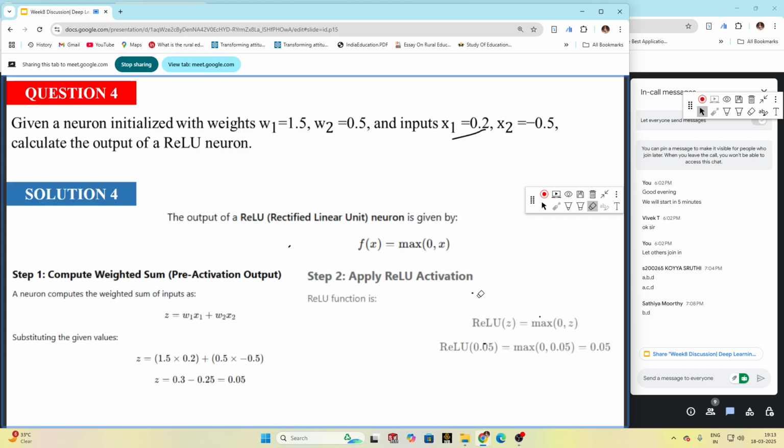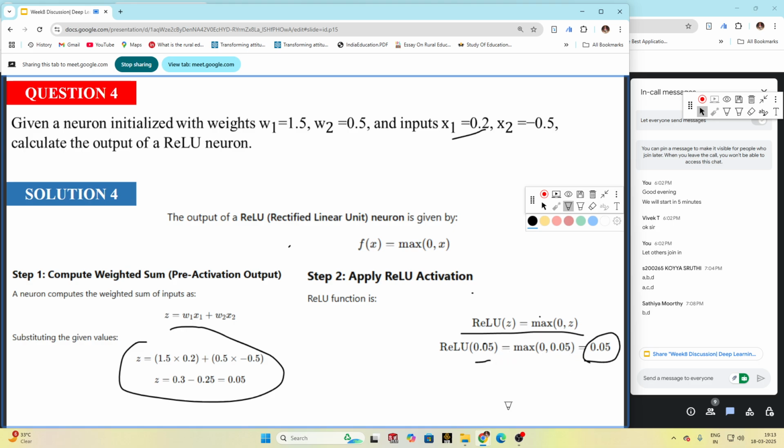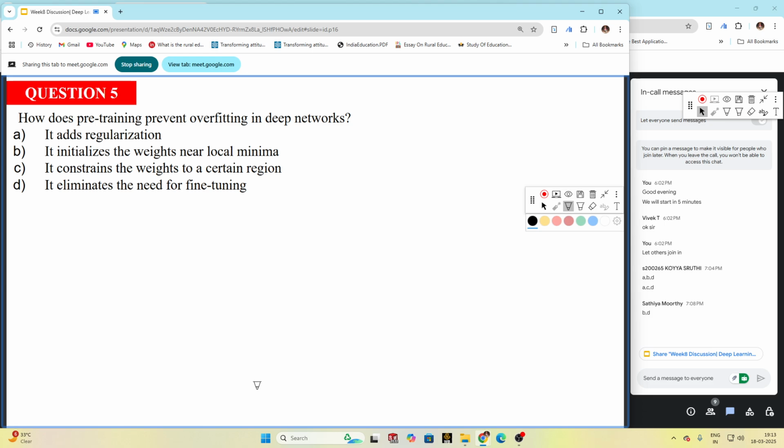Okay, so this is the solution. That is what I have told you. We have to calculate the pre-activation, that is 0.05. Then we have to apply the ReLU function, that is max of 0 and z or x, whatever you call it, and your answer will come out as 0.05. So I think this is an integer type question. So 0.05 is your final answer. Okay, let's move on to the next question.